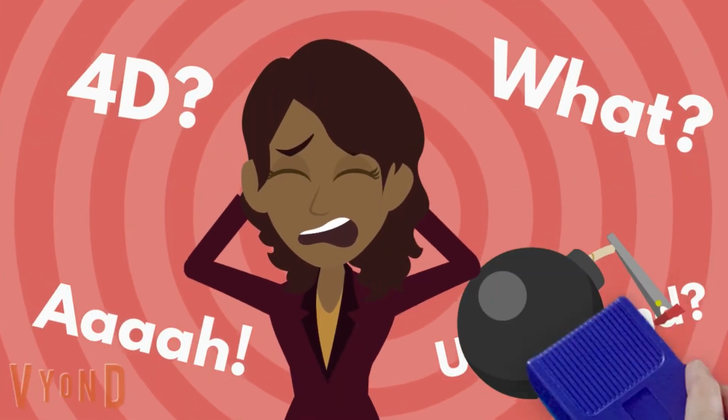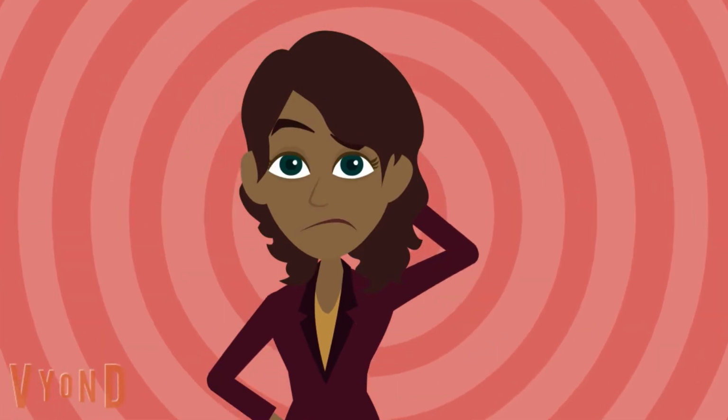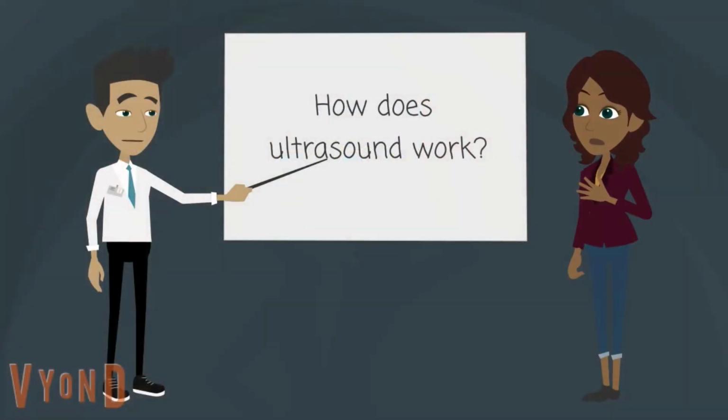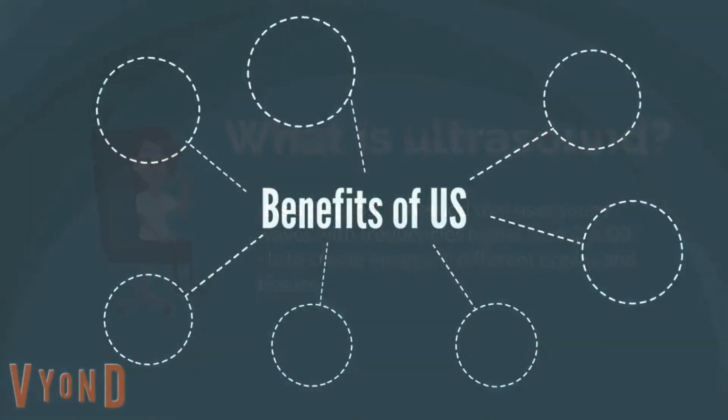You might be asking yourself, what is 4D ultrasound? Slow down. Let's begin from the start. Let us explain to you how ultrasound works. Ultrasound is a diagnostic method that uses sound waves with frequencies higher than 20,000 Hz to create images of different organs and tissues.